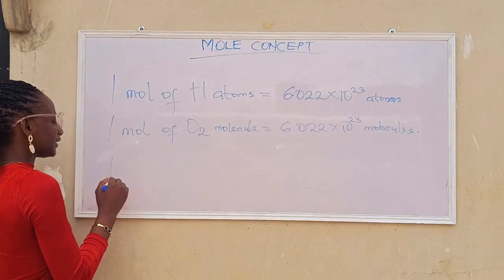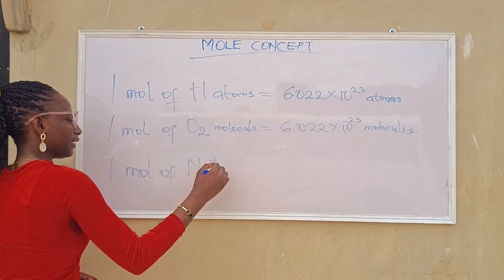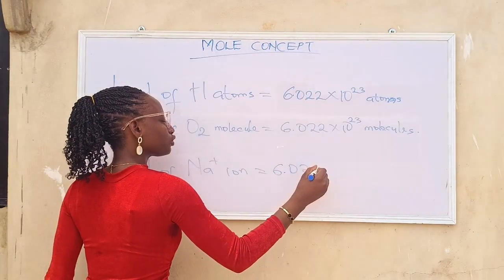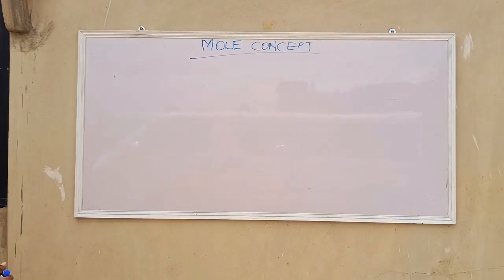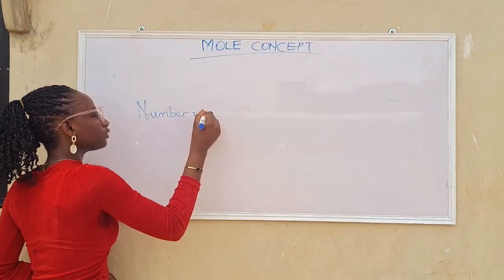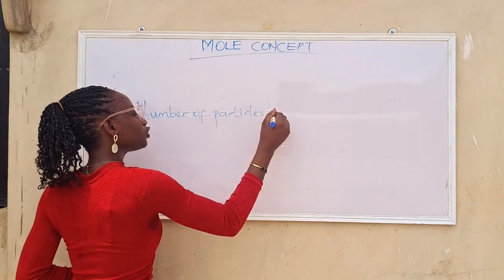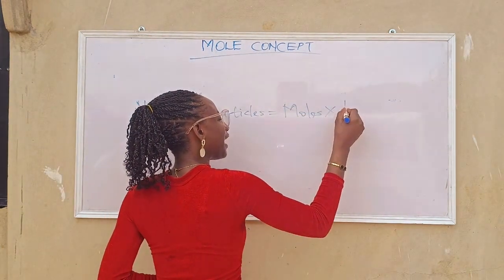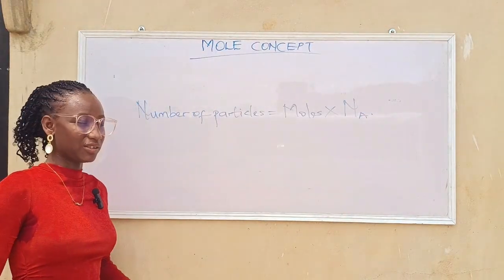What if I ask you to find the number of ions in 1 mole of sodium ions? It's going to be 6.022 times 10 raised to the power 23 ions. What this means is the number of particles is equal to moles times our Avogadro's number. I'm just going to write it like that. So remember that this is the Avogadro's number.